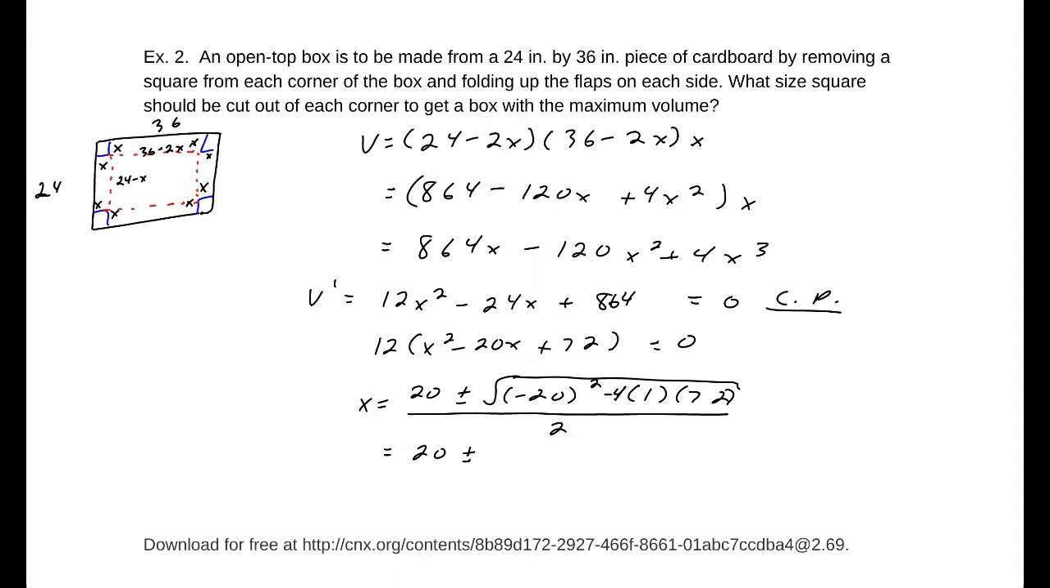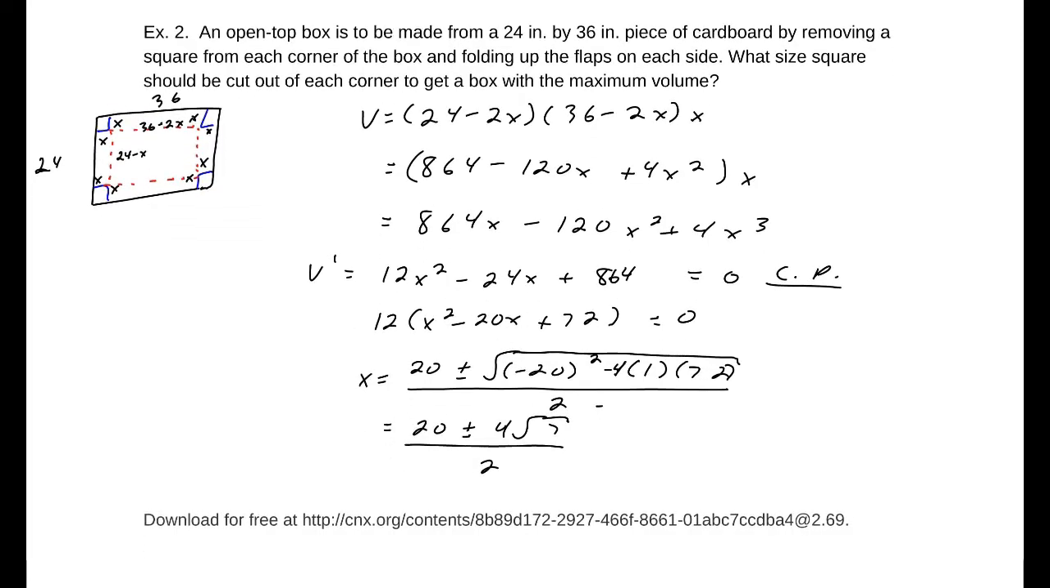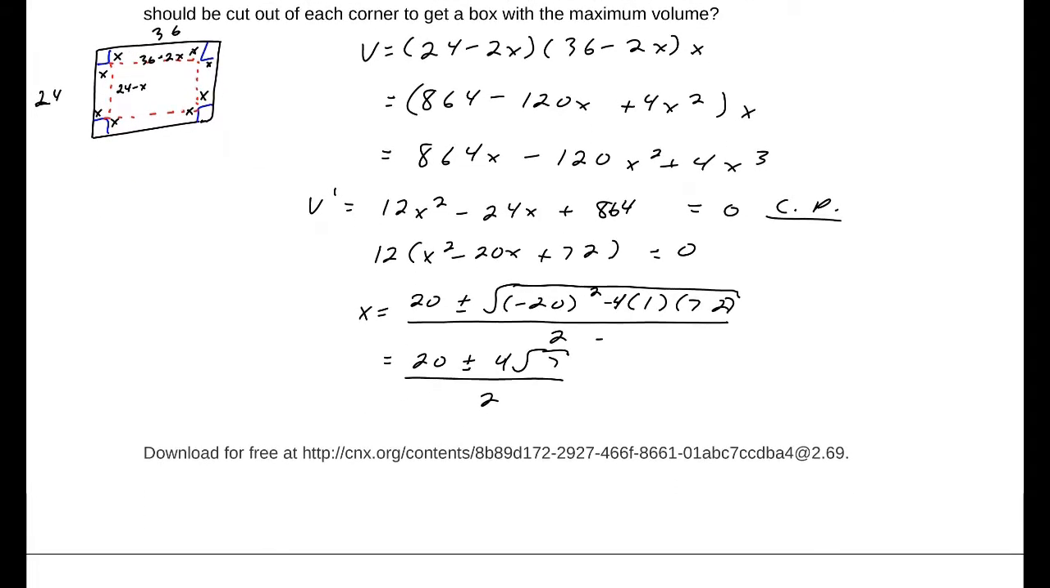288. So 400 minus 288. Let's go ahead and figure that again. 400 minus, that's 112. And let's see, 16 I believe goes into that. Yes, okay, so this is 4 square root of 7 over 2, which means, okay, this is equal to 10 plus or minus 2 square root of 7. So our critical points are at those two values.